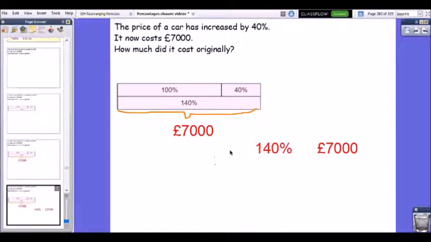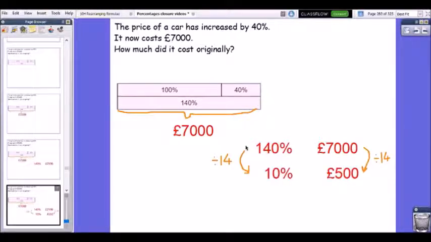So I need to come up with a strategy that gets me from 140 to 100. I can't do it in one step because 100 doesn't go into 140. So I'm going to try and think of a helpful first step. Would it be helpful for me to have 10%? Well, yes it would, because 10 goes into 100 quite easily. So how do I get from 140% to just 10%? Well, if I divide by 14, so 140 divided by 14 gives me 10%.